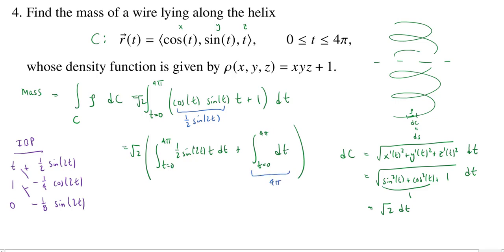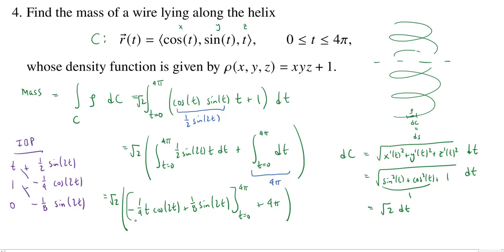All right, so this is the one that we're really interested in. So let's see here. We're going to get the square root of 2 times, all right, we found an antiderivative. It's going to be negative 1/4 t cosine of 2t. Minus minus is plus 1/8 sine of 2t. And we're going to evaluate that between 0 and 4 pi, and then we still have this plus 4 pi.